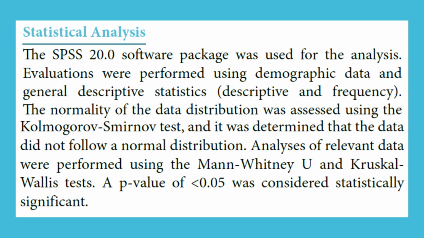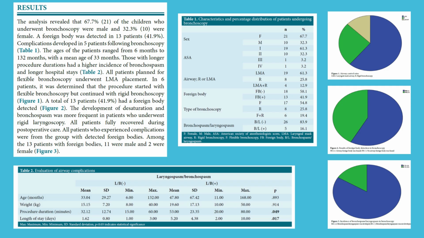Statistical Analysis. The SPSS 20.0 software package was used for the analysis. Evaluations were performed using demographic data and general descriptive statistics, descriptive and frequency. The normality of the data distribution was assessed using the Kolmogorov-Smirnov test, and it was determined that the data did not follow a normal distribution. Analyses of relevant data were performed using the Mann-Whitney U and Kruskal-Wallis tests. A p-value of less than 0.05 was considered statistically significant.